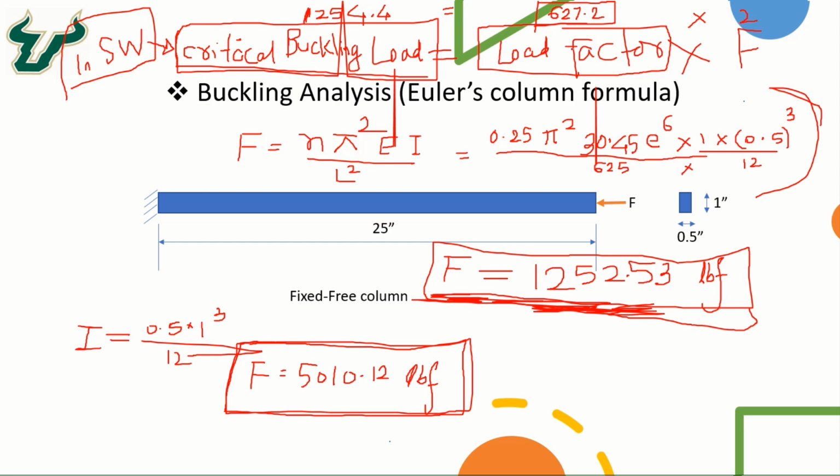All right, so depending on whatever amount of force you used, the load factor would be adjusted accordingly, so that when you multiply the load factor times the amount of force you apply, that will give you the critical buckling load.